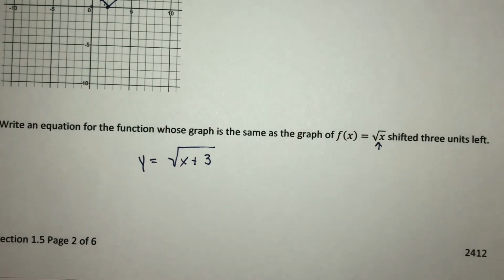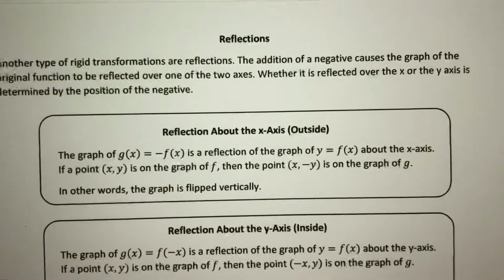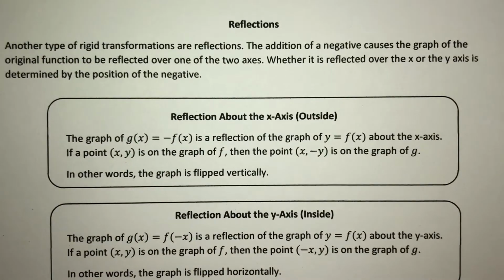So those are our vertical and horizontal shifts. Those are some of our rigid transformations. Two more of our rigid transformations are the reflections. So basically, we are going to be flipping our graph either over the x-axis or over the y-axis. And it all has to do with a negative sign. If there is a negative somewhere in there that has been introduced, then we are flipping our graph somehow. And it's all about where that negative is placed that determines what we do.